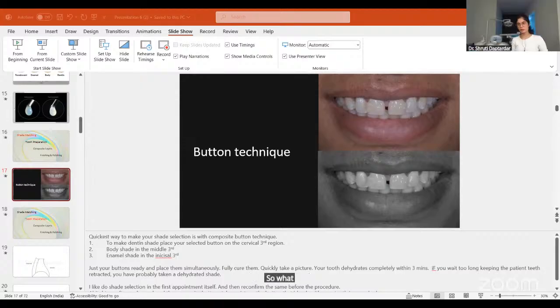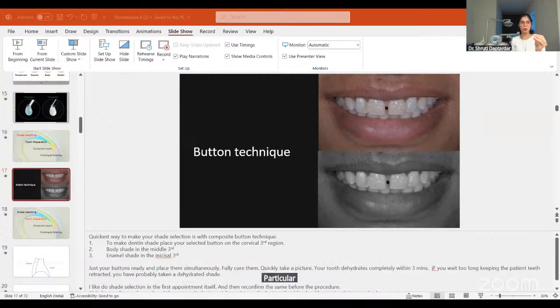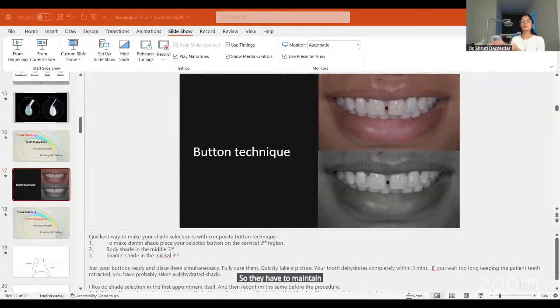So what happens in such cases, as you were talking about Ellis class 3 fractures, if the patient is well educated and compliant with all your instructions, the composite restoration does last really well. But if they don't understand why we are doing this, it can be a long-term interim restoration since they are not at a stage that we can give them something more permanent. So they have to maintain it until you reach that stage for a permanent restoration. They keep coming back with fracturing the restoration or something else. So you have to give those series of instructions and a hard night guard.